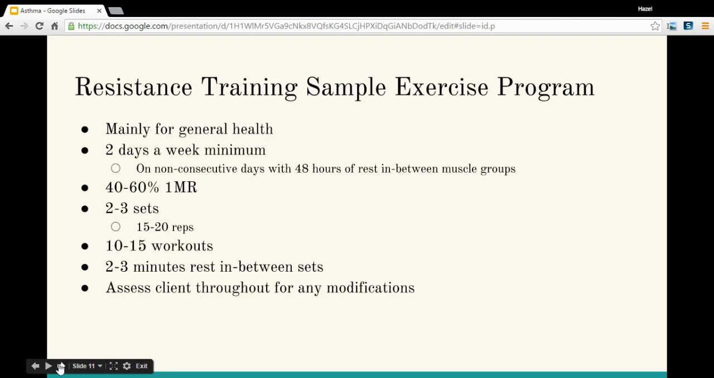Just to reiterate, we could do resistance training mainly for general health. We found that 2 days minimum should suffice, on non-consecutive days with 48 hours of rest in between muscle groups, at 40 to 60% one rep max, 2 to 3 sets, 15 to 25 reps, 10 to 15 exercises within the workout regimen, and 2 to 3 minutes of rest in between sets. But because we're handling clients with asthma, you always want to assess the routine to see if you want to make any more modifications for the exercise regimen.